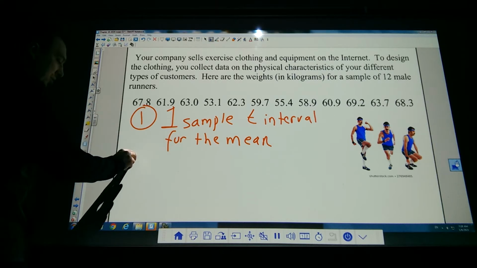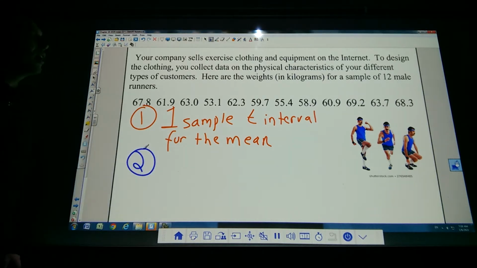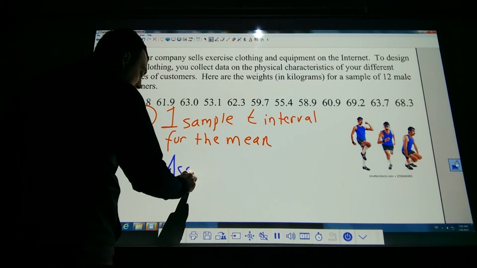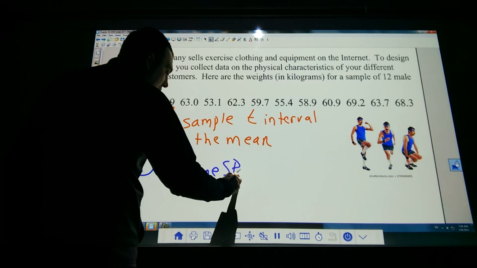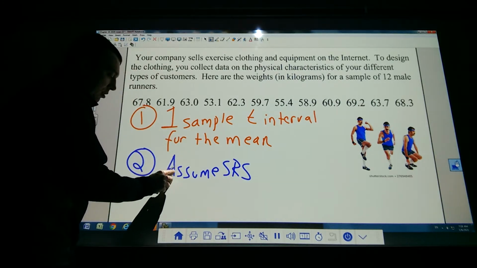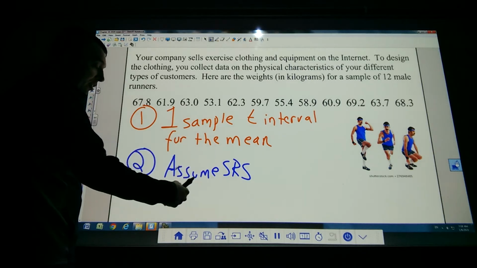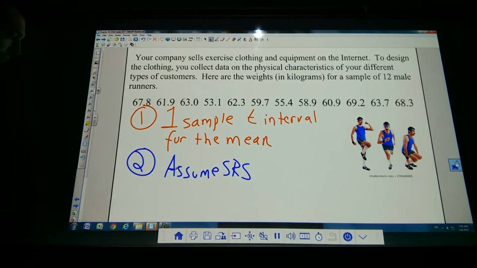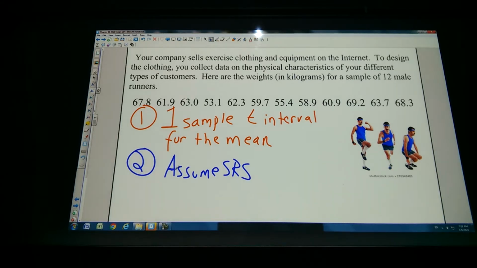Step two, conditions. Where did I get these 12 runners from? Honestly, the problem doesn't say. It better be random, otherwise there's a big problem. So if it doesn't say, then we can just say assume a simple random sample. Tell the grader, tell AP, that you're looking for a random sample. Assume a simple random sample is a good way to do it. If it is a random sample, then you write simple random sample stated. Then the other check is, is it normal?